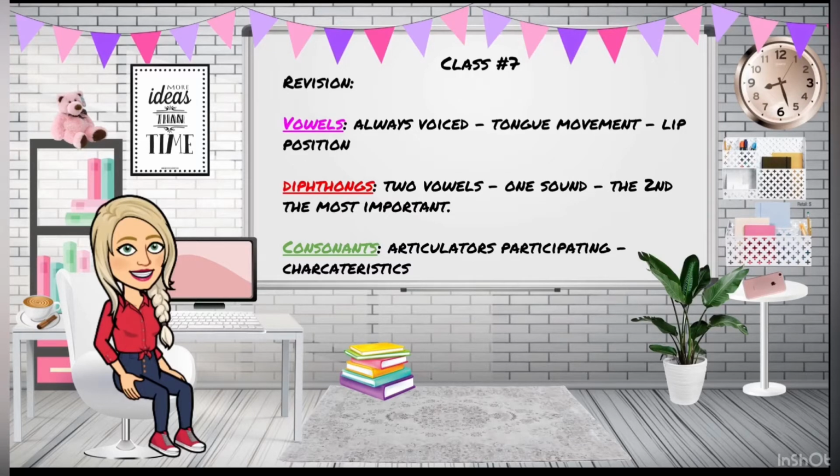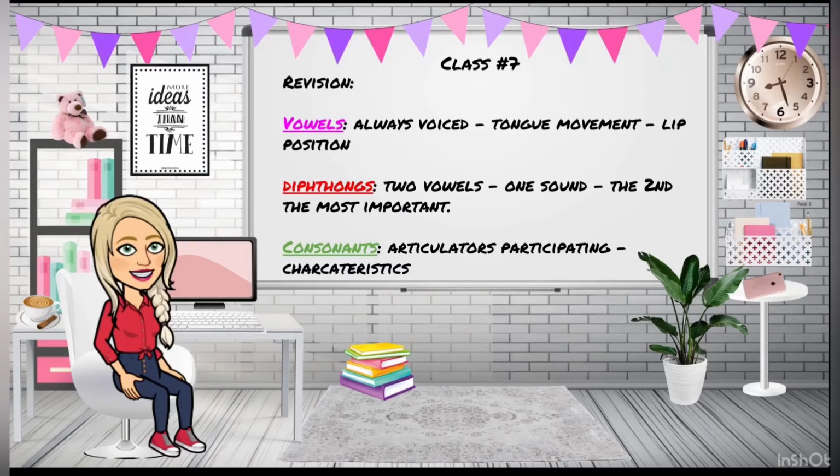Then we have diphthongs, and we know that there are two vowels together, and it's only one sound, one symbol. The second one is the most important because it's the one that gives the name to the diphthong, right? And diphthongs are named by the last sound, and the position that they have. For example, if we have a schwa at the end of the diphthong, we know that it's a central vowel, so it's a central diphthong.